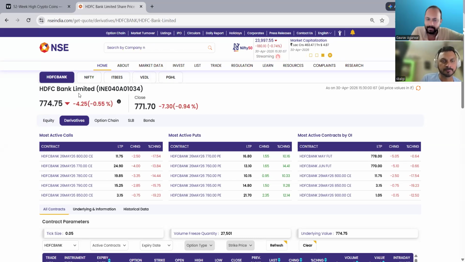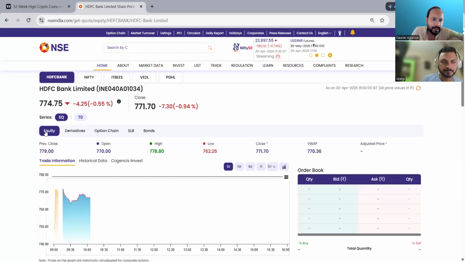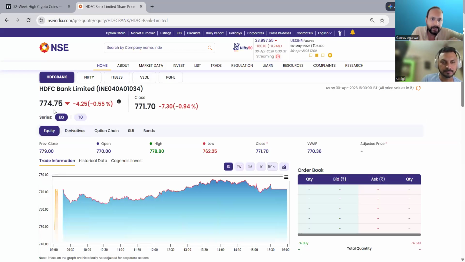Like HDFC Bank. It's a part of Nifty 50. So that is why this stock is available in equity as well as in derivatives, right? And if you see the price, like in equity, right? Wait, I'll show you in Demat account, then it will be clear. So just log in.